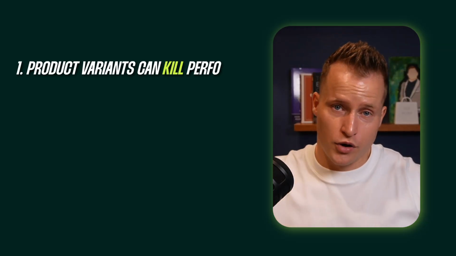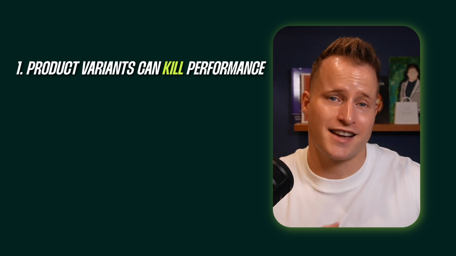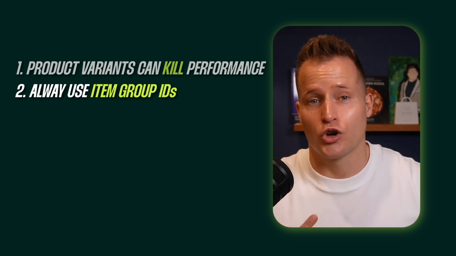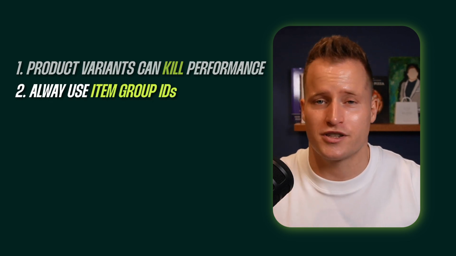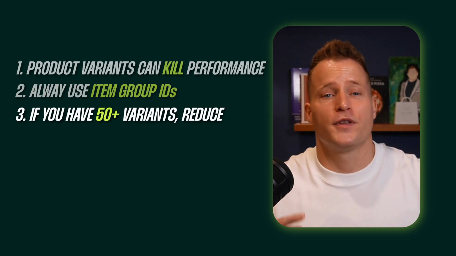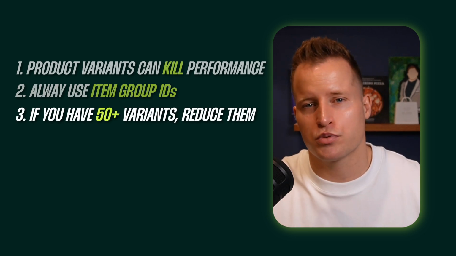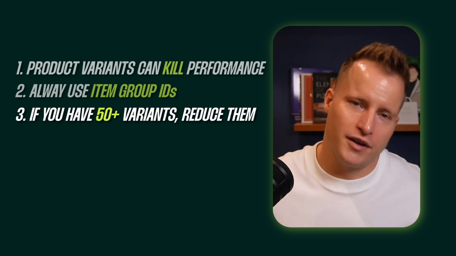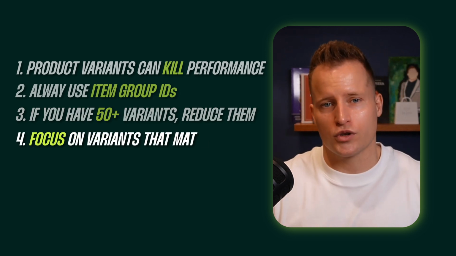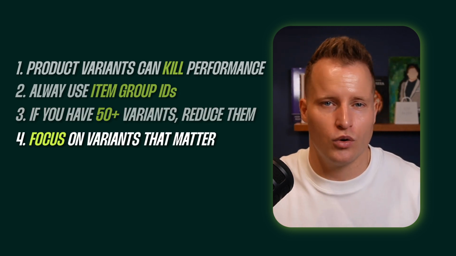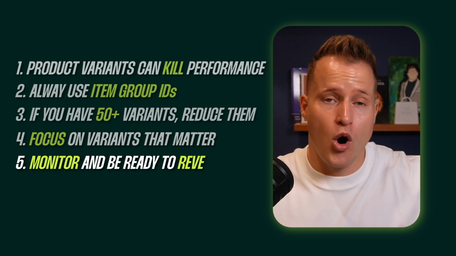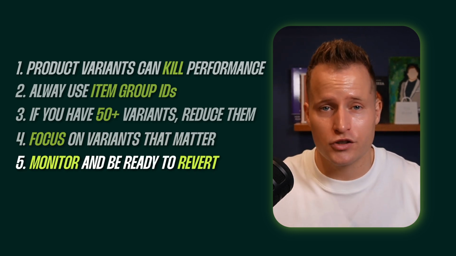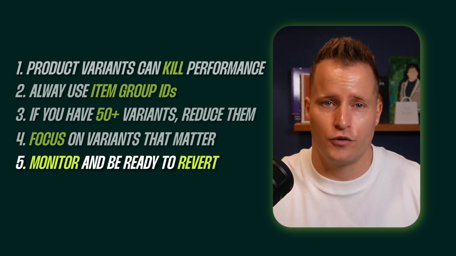Anyway, the key takeaways from today are: 1, product variants can kill performance by scattering your data. 2, you should always use item group IDs to group similar variants. 3, if you've got more than 15 variants, then it's probably time to start reducing, but not if it's not a problem. 4, focus on variants that matter: color, material, and overall top performers. And 5, always monitor and be ready to revert if performance drops.